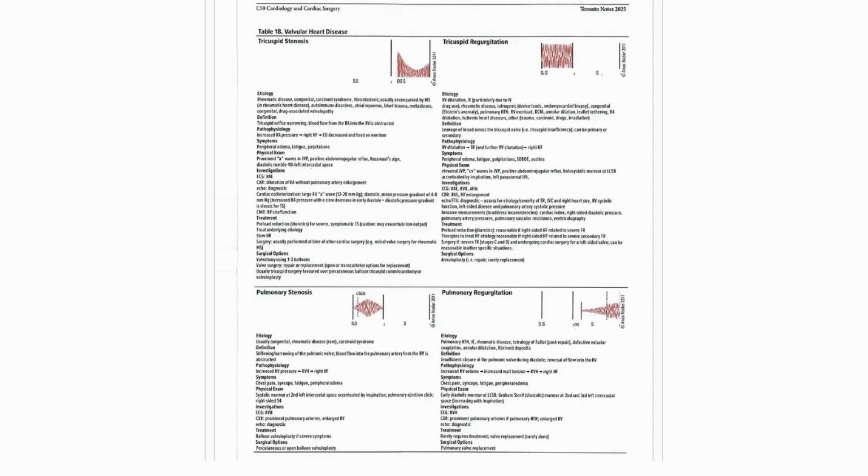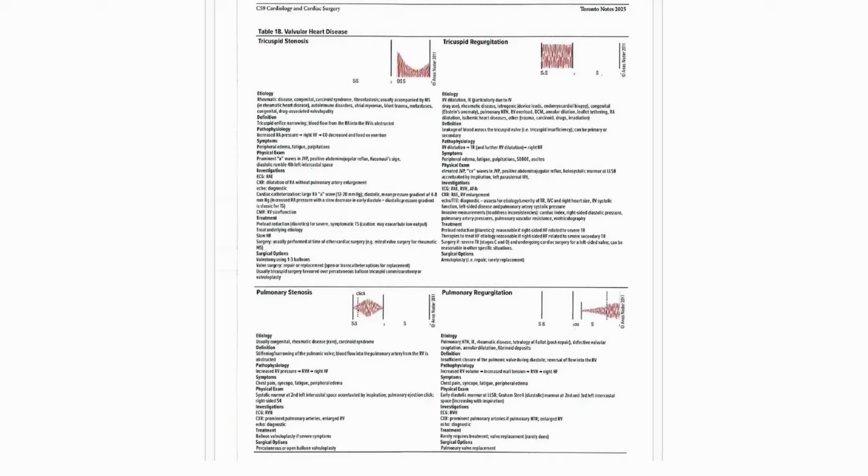Tricuspid stenosis is the narrowing of the tricuspid valve resulting in obstruction of blood flow from the right atrium into the right ventricle. Pathophysiology. Obstruction causes increased right atrial pressure, leading to right-sided heart failure. Cardiac output becomes reduced and remains relatively fixed during exercise, explaining exercise intolerance. Symptoms. Patients commonly present with peripheral edema, fatigue, and palpitations.